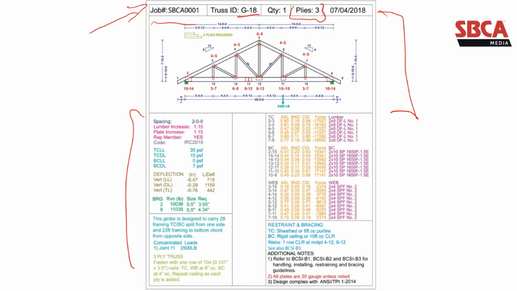But here, there's a little bit more that might make it confusing. If you're on the job site and you see three of them, three G18s, that's because they've not been plied together. This is a girder truss. It's got 3 plies. It needs to be nailed or screwed or bolted together. And that will be talked about in future videos as far as how to do that. That information is down below.